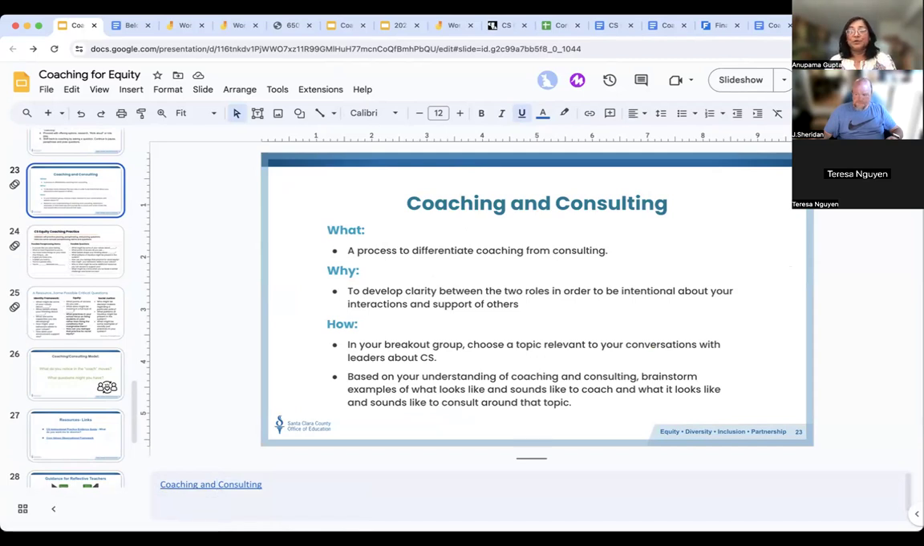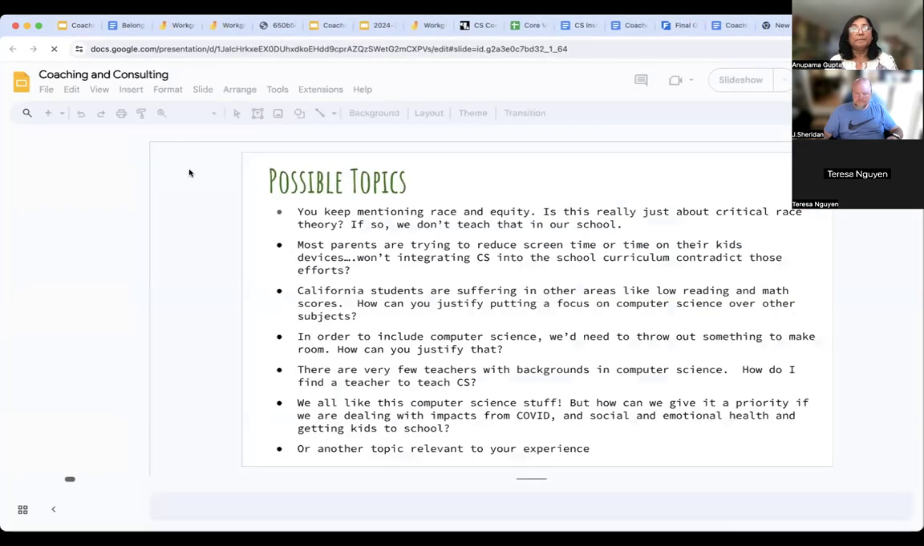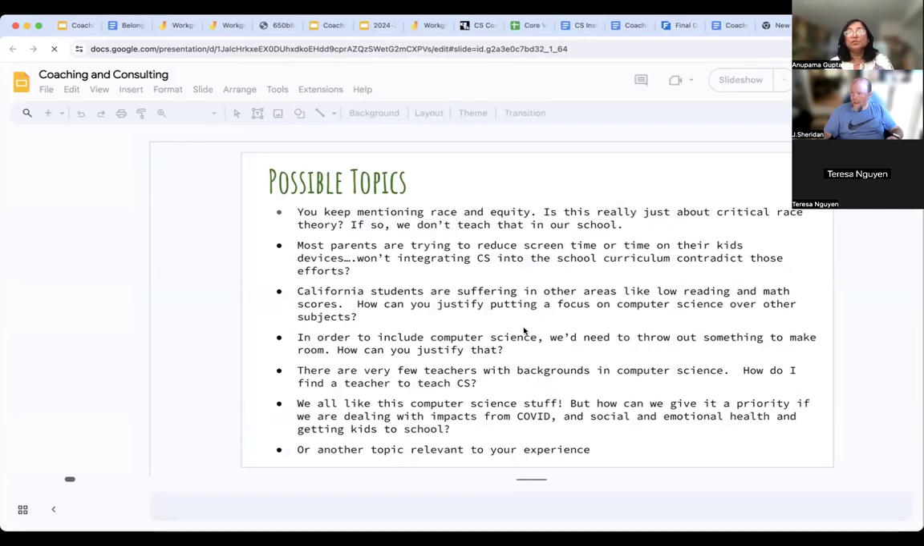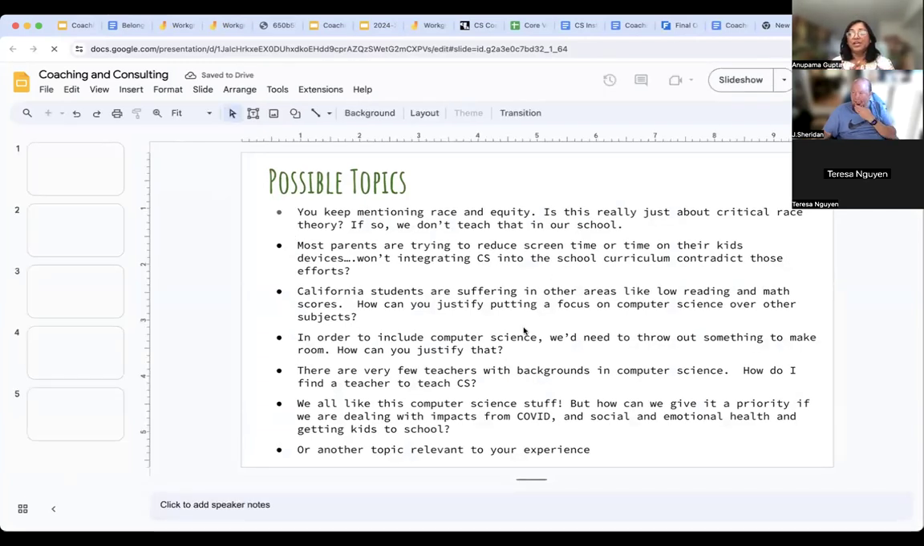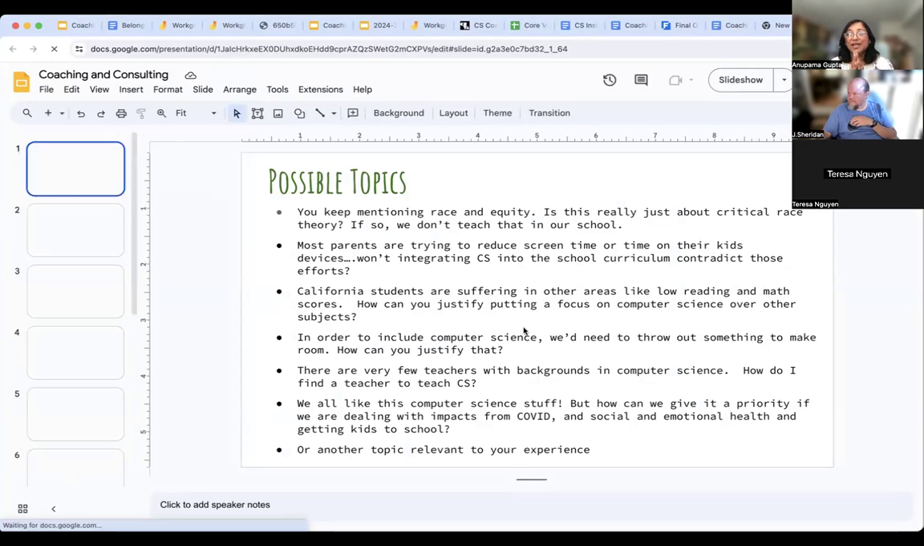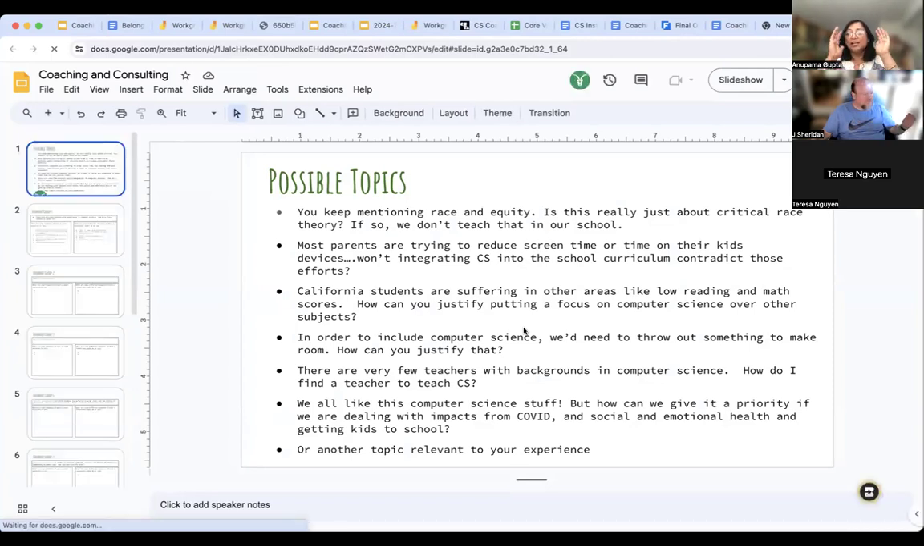So you can go on this document. I think I have it open. So these are some possible topics we thought we're going to engage in, like scenarios, like think about where would you coach? If you were coaching, what will it look like? If you were consulting, what will it look like? So these were some possible topics here.